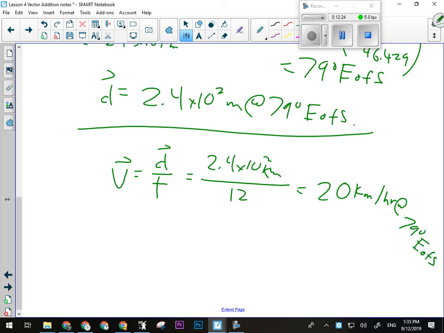You'd be surprised how many people get this far and forget that part. Okay, it's not a separate calculation. Your velocity and your displacement are always in the same direction.